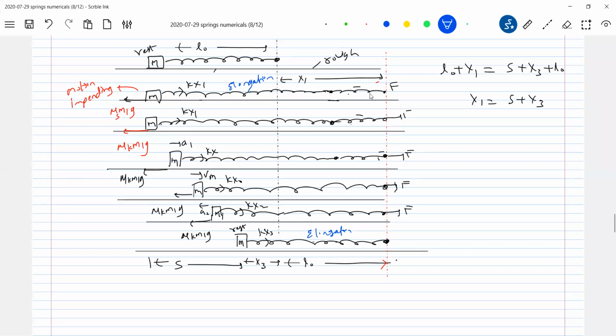So who will do work on the block? The spring force only. So work done by the spring force should be equal to what? To overcome the friction. So shall I equate the elastic potential energy of the spring with the work done by the friction?